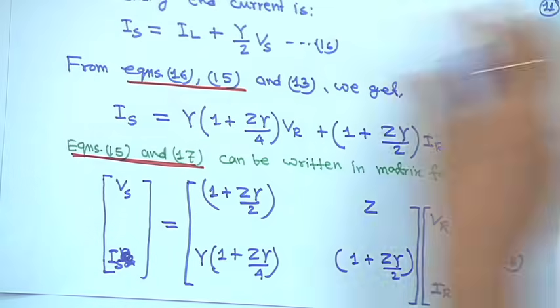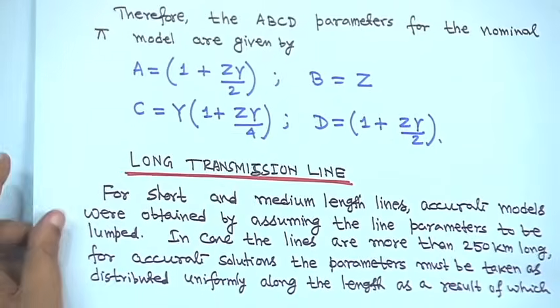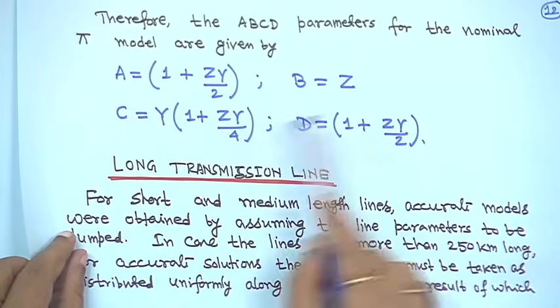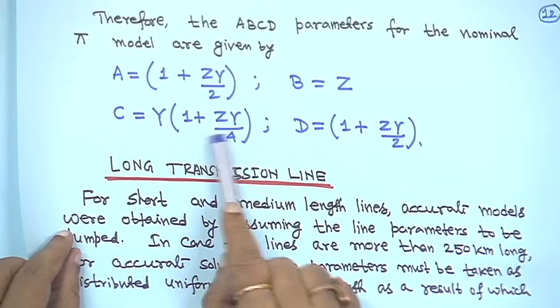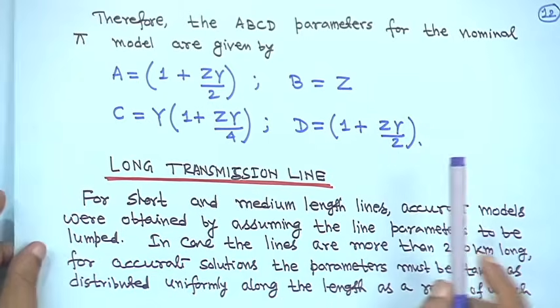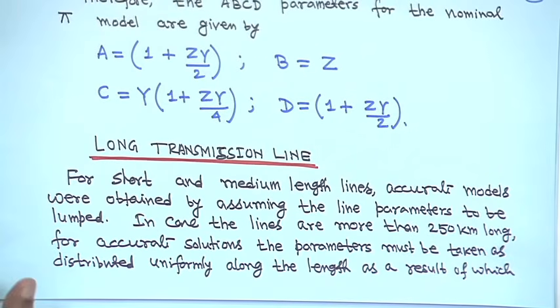Next, the ABCD parameters: A is equal to 1 plus ZY upon 2, B is equal to Z, C is equal to Y into (1 plus ZY upon 4), and D is equal to A again, 1 plus ZY by 2. So, we got the ABCD parameters for the medium transmission line.